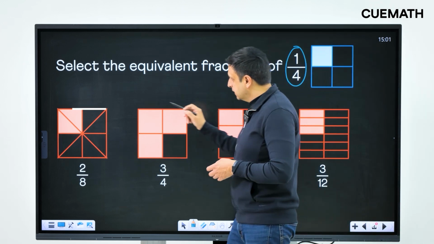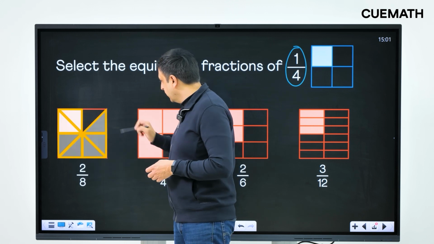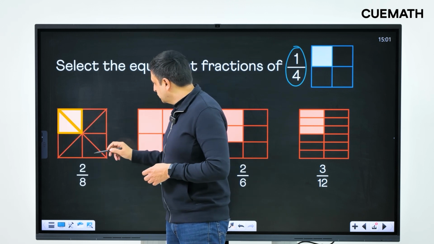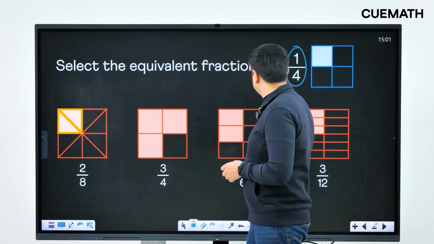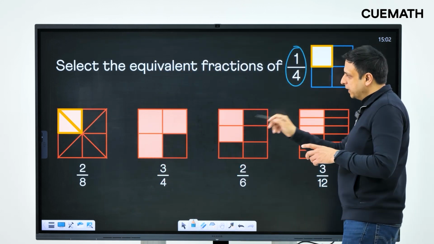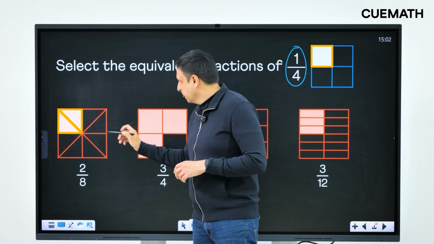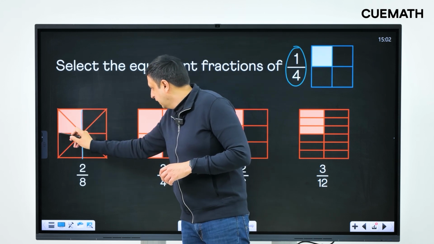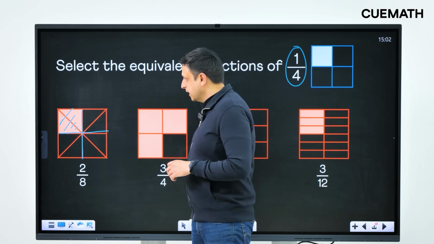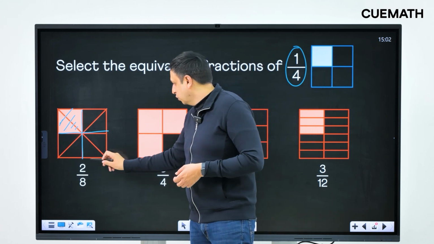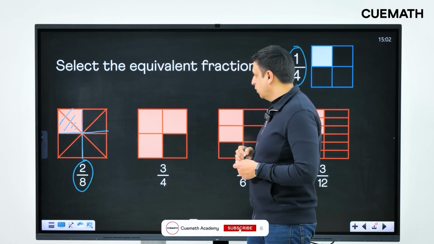So let's see. In this fraction here, the whole is divided into 8 equal parts. 2 of them are shaded, but if you compare the shaded portion with this shaded portion over here, you can see that the shaded portion is the same. And if you want, I can highlight these lines for you, and now you can see that the shaded portion, this part here, is the same as the original fraction. So 2 over 8 is equivalent to 1 over 4.